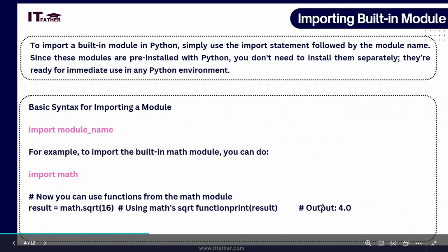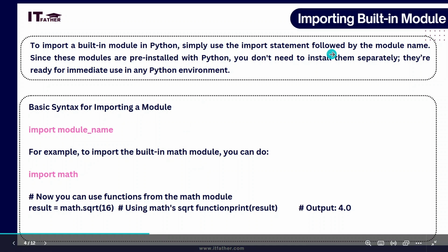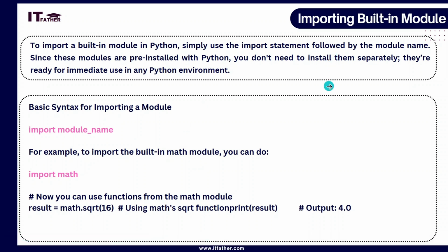Okay. Now, to import a built-in module in Python, we simply use the import statement, right, followed by the module name. And since these modules are pre-installed with Python, we don't need to install them separately. They will be ready immediately in the Python environment. So the basic syntax we can see here: import and then the name of the module.